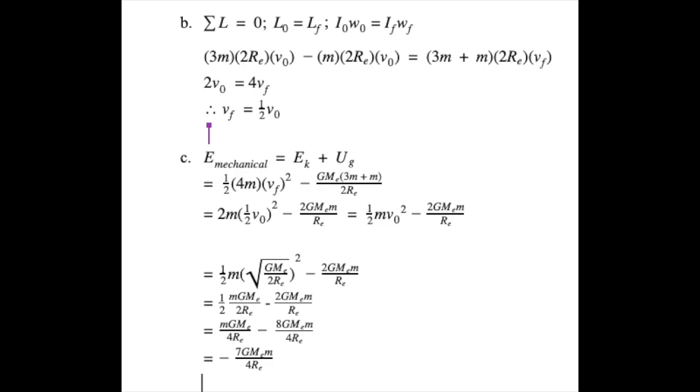So to do that, all we need to do is substitute the value for the v orbital, since that is the same as v0, and then just do a few quick calculations in order to get negative 7 G m sub e m over 4 times r sub e.